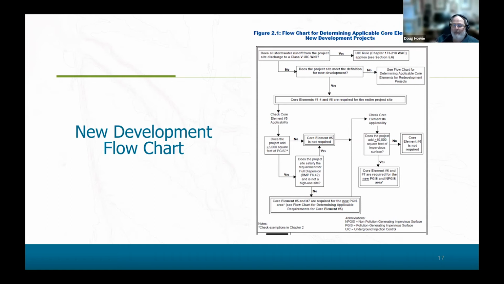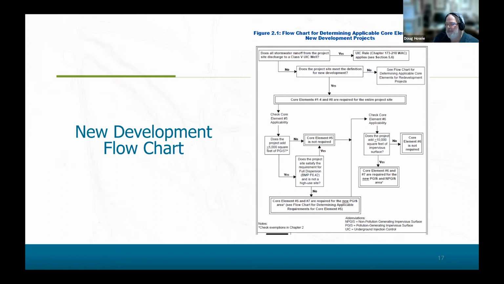But if you had 5,000 square feet of building and 8,000 square feet of parking, you would have to do treatment, because that site could be considered, you'd have to look at the high use site definition, but that site could be considered a high use site. So you want to follow this flow chart.